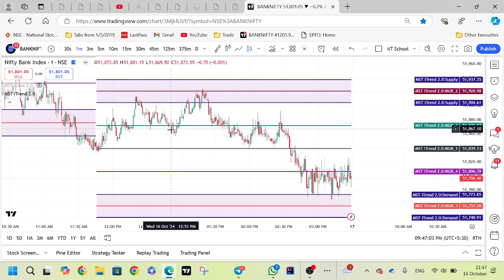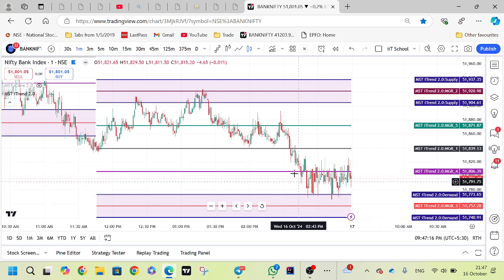Sell activated, first target hit. Sell activated, first target hit. Second target hit. Third target hit. Fourth target hit. Again buy activated. It keeps on giving us profit in the session. So though today is expiry and it was sideways, we were in profit.